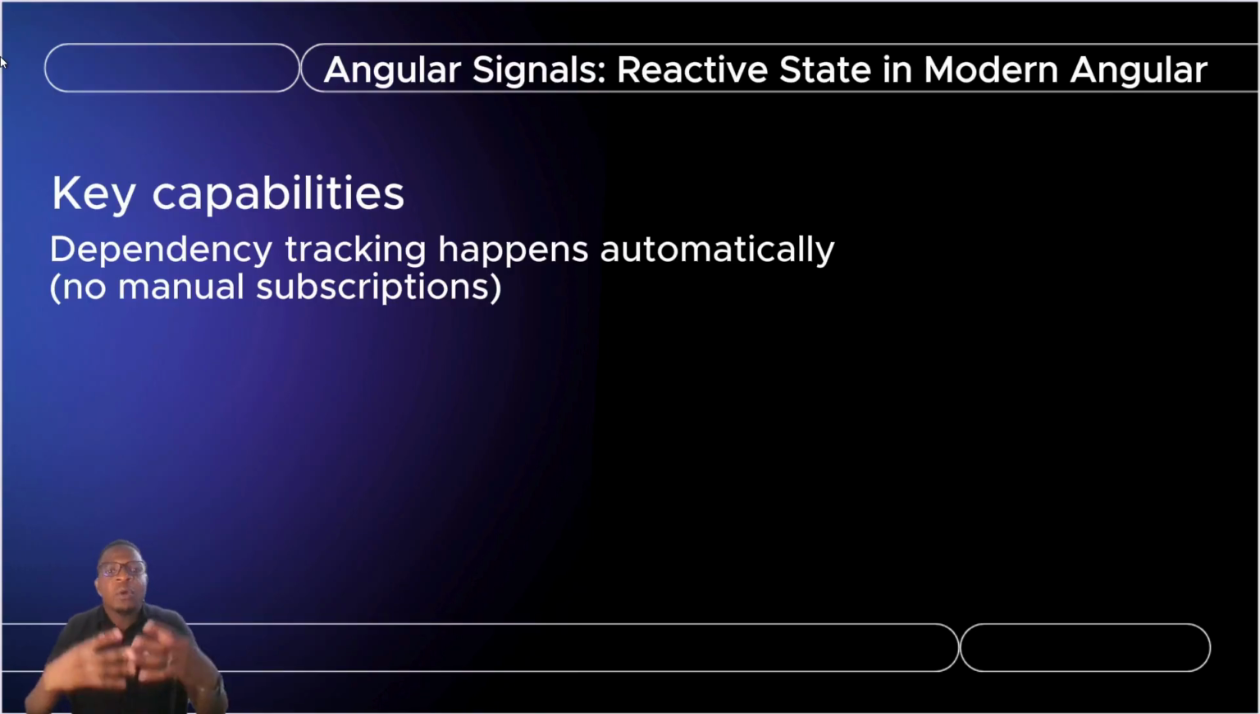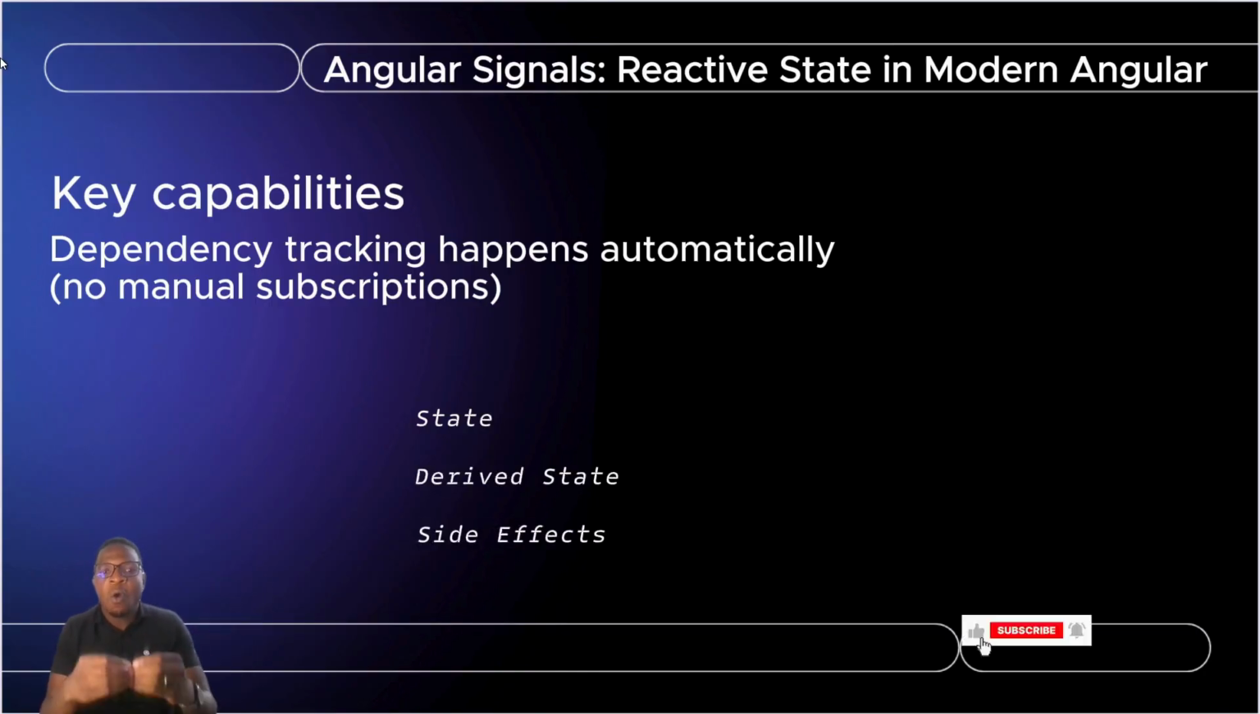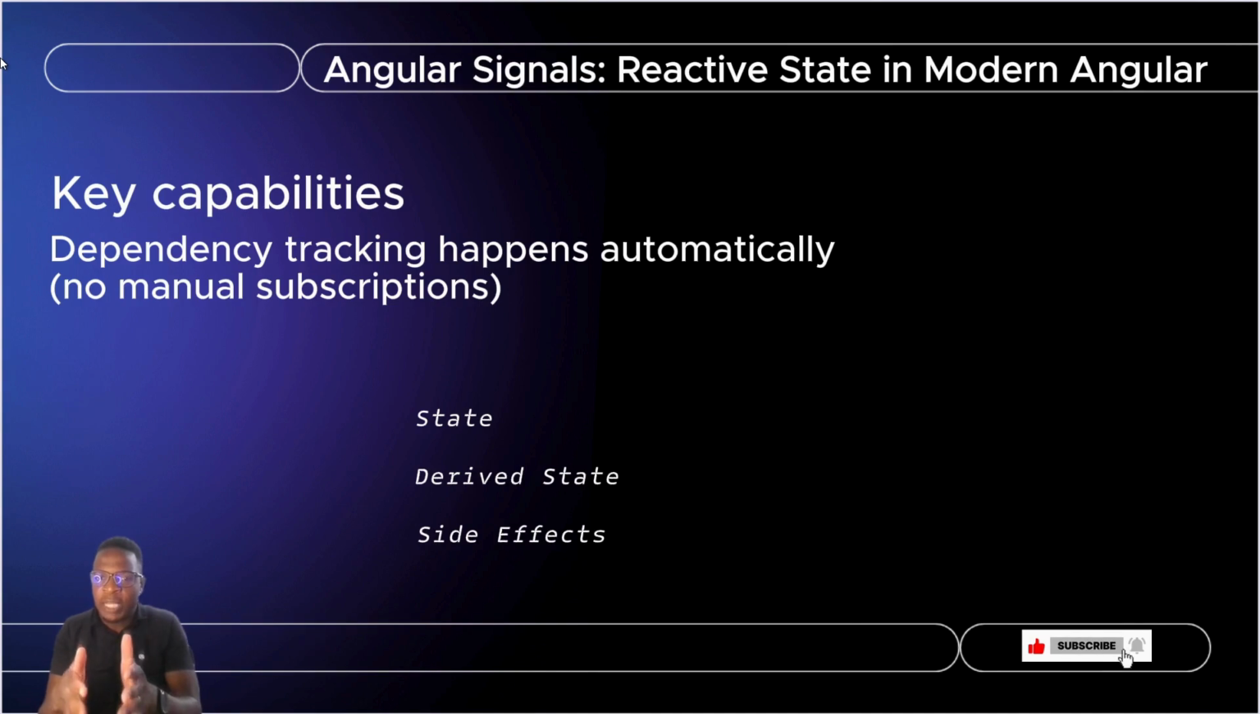So if I summarize all this in one line, I would say signals give you state, derived state, and side effects, all with automatic tracking and no manual subscription management.